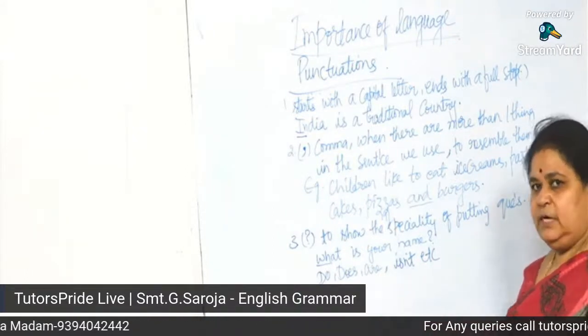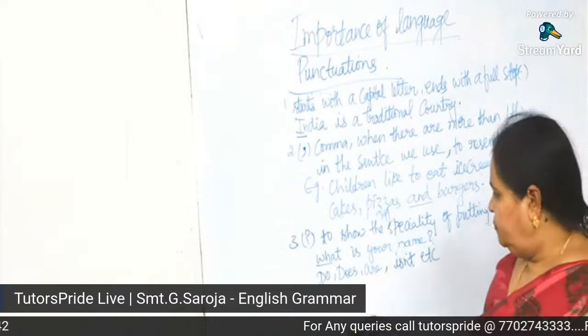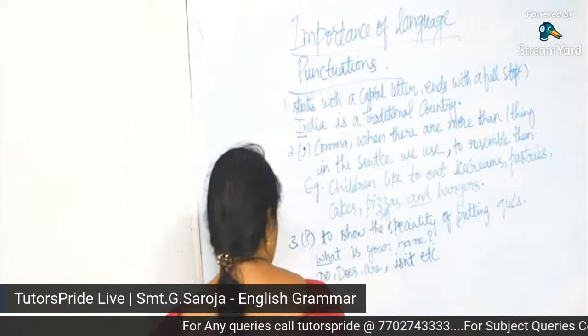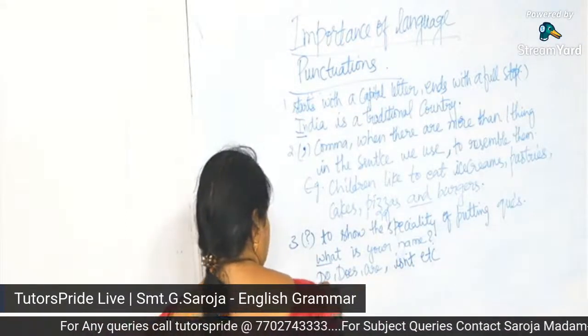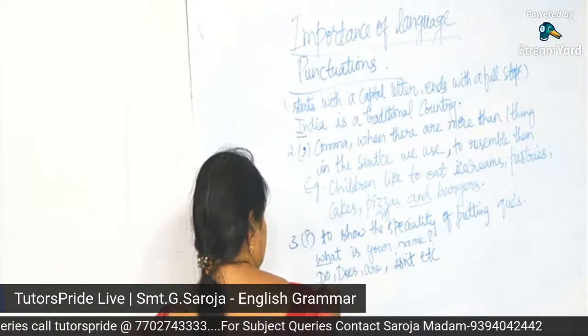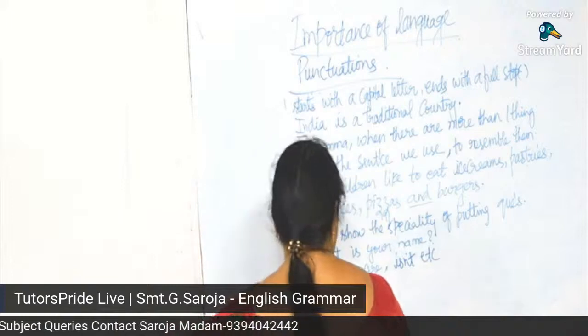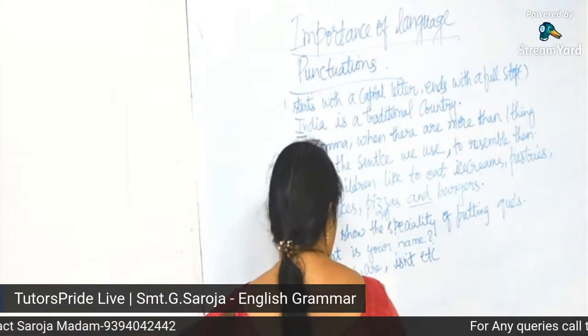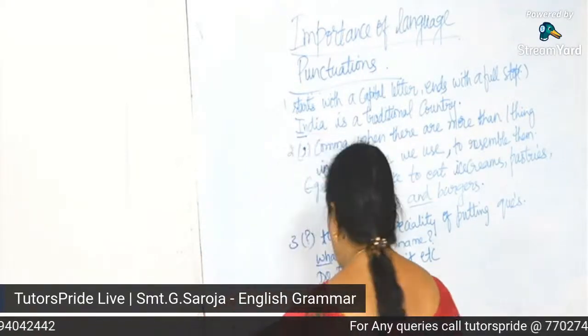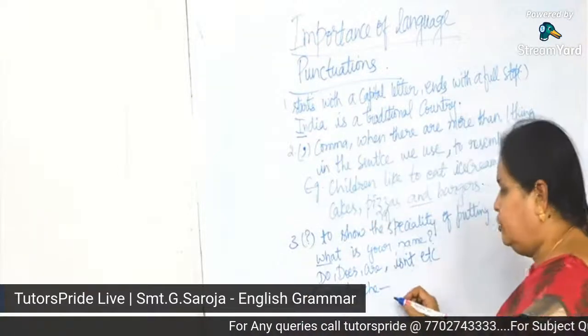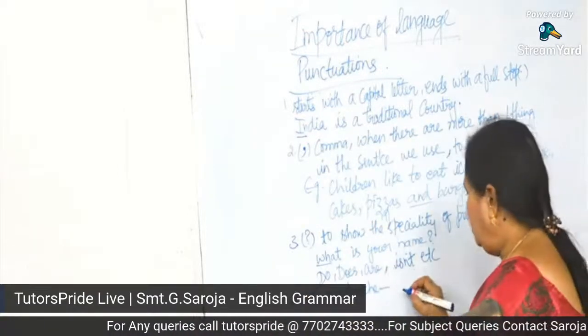Now the fourth one is apostrophe. This is called an apostrophe, meaning a raised comma. A raised comma is called an apostrophe. When do we use this apostrophe? To denote something.